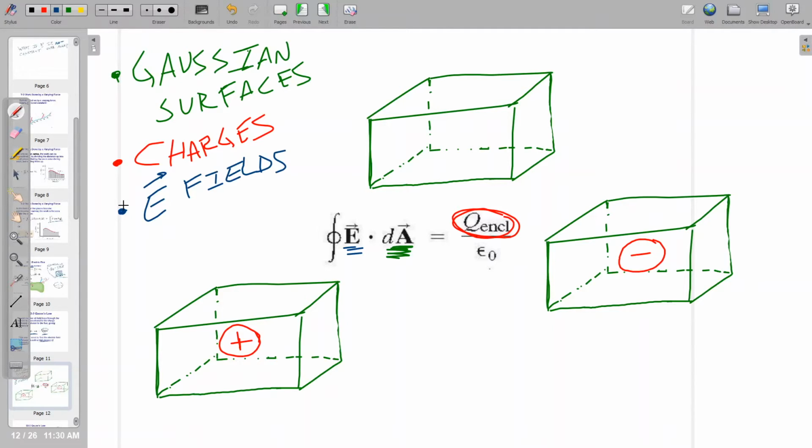Remember that for the Gaussian surfaces, I've just drawn three cubes here. Gaussian surfaces are mathematical surfaces. They don't need to be physical surfaces. I can talk about a real sphere, like a basketball that I hold on to, or I can talk about a mathematical sphere. I can say the set of all points 10 centimeters away from the tip of my finger is a mathematical sphere, right?